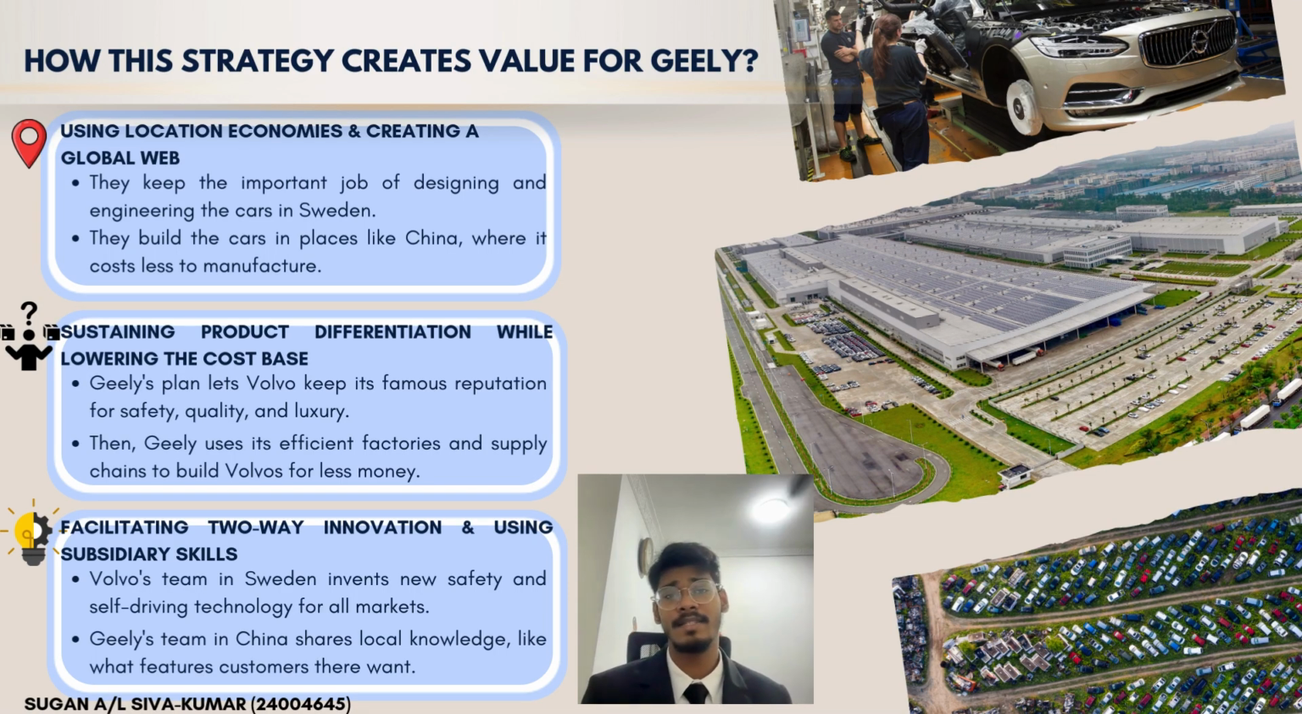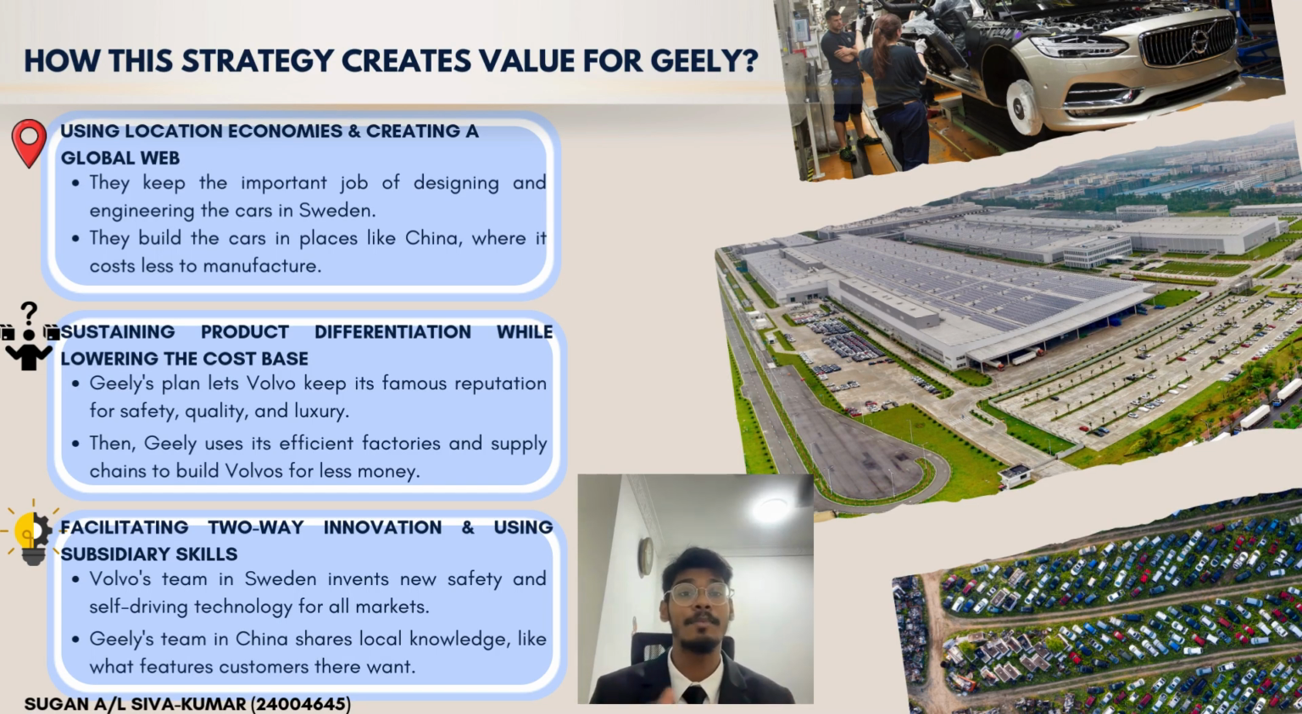So how does this strategy create value for Geely? The first one is using location economics and creating a global web. Geely puts each part of Volvo's work where it makes the most sense. They keep the important job of designing and engineering the cars in Sweden, because that's what makes a Volvo special and high quality. And they build the cars in places like China, where it costs less to manufacture. So the smart placement around the world lowers the total cost of making each car.